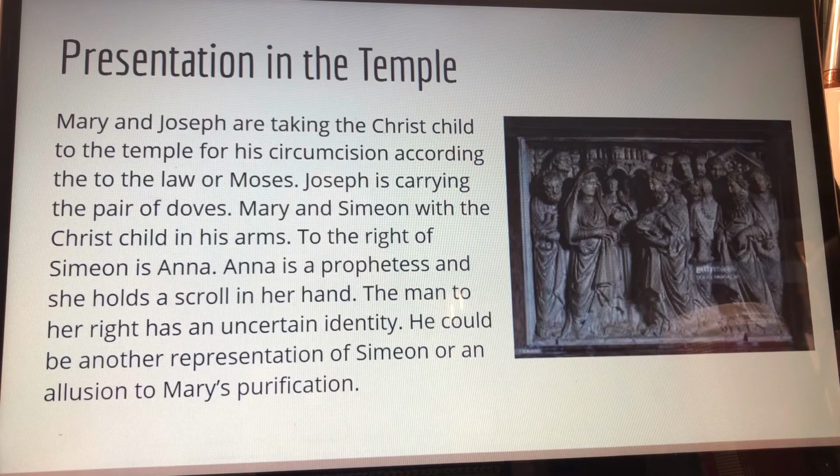The next one is the Presentation in the Temple, as I have shown here. Mary and Joseph are taking the Christ child to the temple for his circumcision according to the laws of Moses. Joseph is carrying a pair of doves. Mary and Simon with the Christ child in his arms. To the right of Simon is Anna, and Anna is a prophetess, and she holds a scroll in her hand. And the man to the right of her is of uncertain identity. He could be another representation of Simon or an allusion to Mary's purification later on.